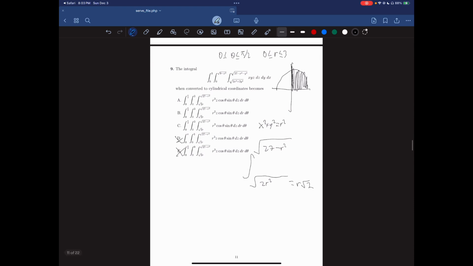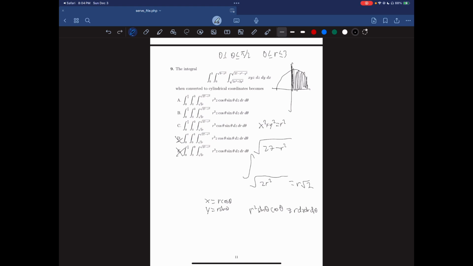Okay, and now if we need to write these in terms of r and theta, we know x is going to be r cos theta and y is r sine theta. Multiply those together, we're going to get r squared sine theta cos theta. And in cylindrical coordinates, we just leave the z here, and we have r dz dr d theta. And don't forget that r, that's very important here.